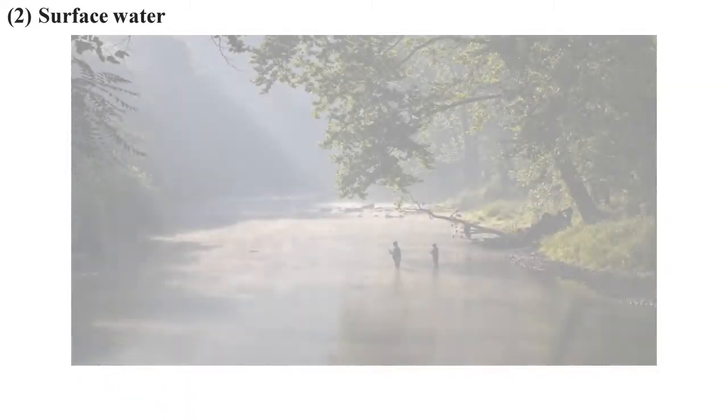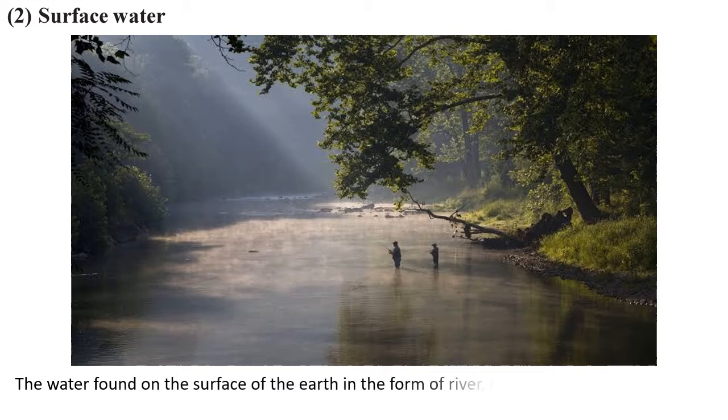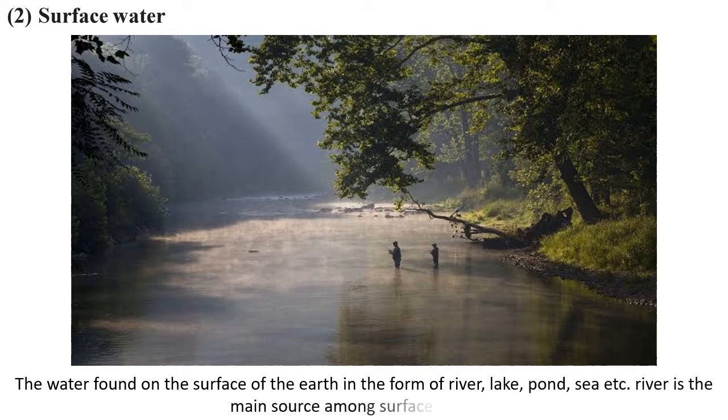Second is surface water. That is the water which is on the surface of the earth. The water found on the surface of the earth, for example in the form of rivers, lakes, ponds, sea, etc. Among them, river is the main source of surface water.